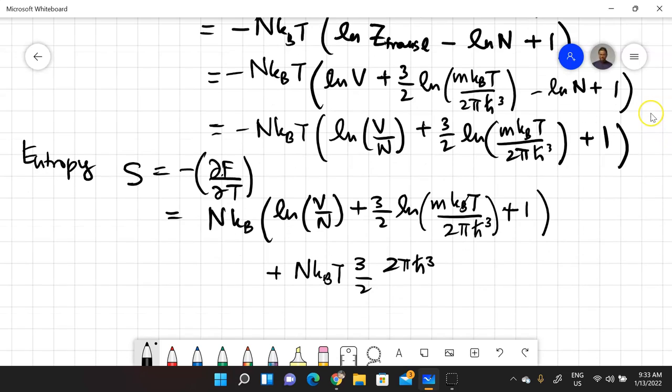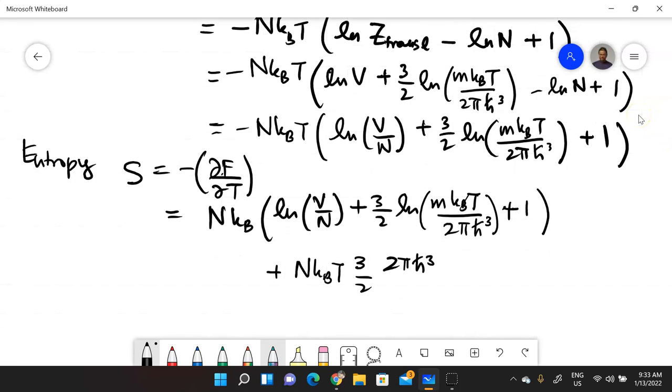Yeah, square. Correct that. That should be a square. That should be a square. And similarly for this. So that is square there. So that will be a square. Divided by m k_B T.